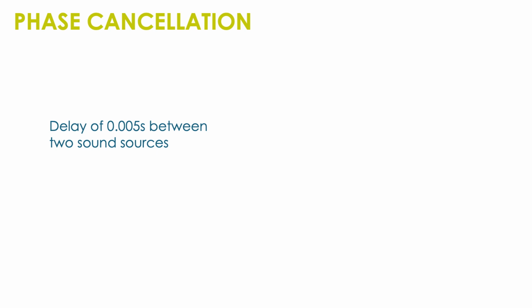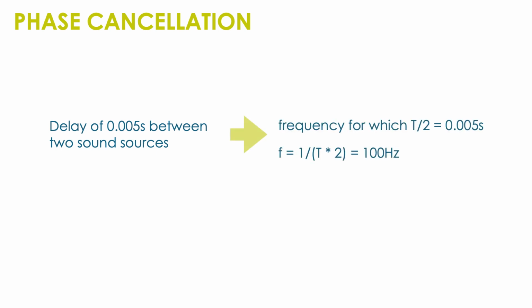Third example. Delayed sound sources with a delay of 5 milliseconds cause a comb effect at frequencies around 100 Hz. To obtain such a result, we must find the frequency for which the period over 2 is equal to 0.005 seconds. It can be computed as f equal to 1 over the period multiplied by 2, which is basically 100 Hz. By controlling the phase alignment, we can achieve desired audio effects or prevent unwanted interference. Frequencies around it are also affected.